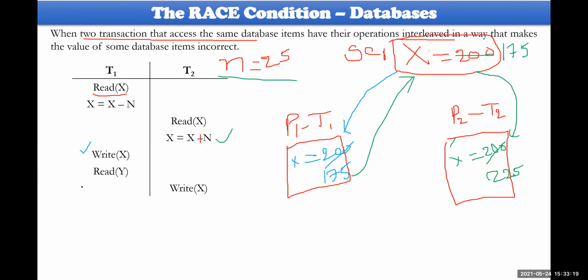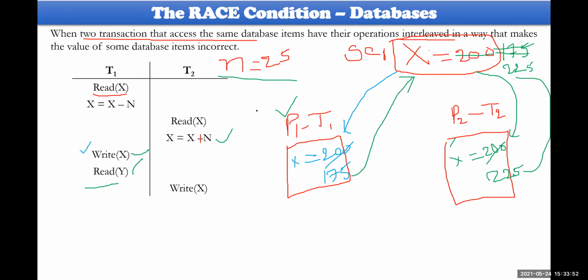Okay, of course, there is one more read, but it doesn't matter for us. After completion of these two operations, interleaved by transaction T2, the value is written. Here the written value 175 is overwritten by 225. Look at this: whatever value was written by process 1, transaction 1, was lost.